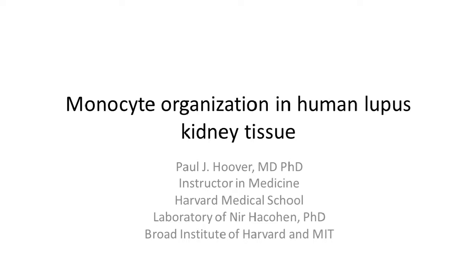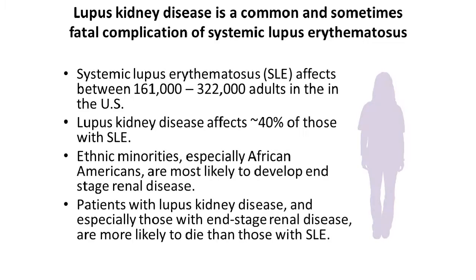Great, thanks. So my name is Paul Hoover, and I'm an instructor in medicine at Harvard Medical School. I'm also a postdoctoral associate in the laboratory of Nir Hacohen at Broad Institute. Today I'm going to be talking about some of the work we've done looking at monocyte organization in human lupus kidney tissue. I'll begin by discussing a little bit of the background on lupus, talk about some of the cell types that have been discovered recently in lupus kidney, and then go into how we've started to validate those cell types and begin mapping those.